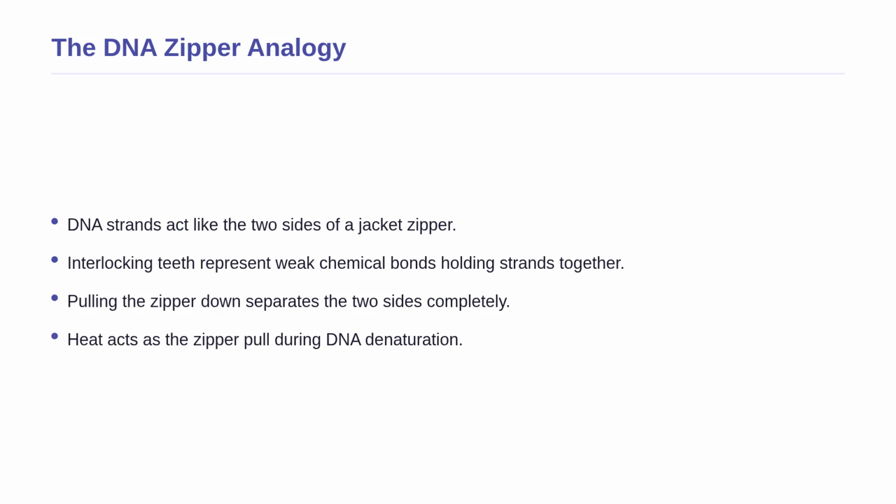Now that we know our topic, let us start with a simple analogy. I want you to think of a common jacket zipper. The two sides of the zipper are just like the two strands of a DNA molecule. The interlocking teeth represent the weak chemical bonds that hold these two strands together. If you pull the zipper down, the two sides separate completely.